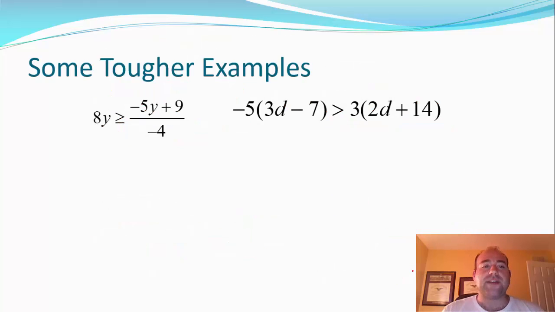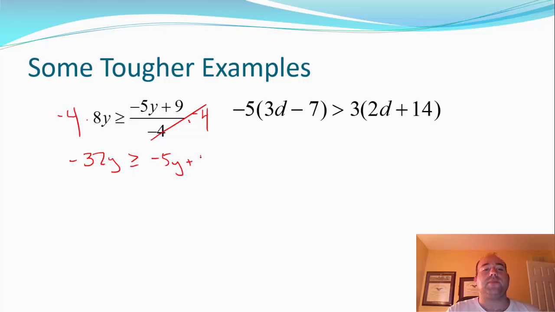All right, this one's tough, this first example, because there's a big old fraction on the right-hand side. So to clear that out, I want to undo the fraction by multiplying both sides by -4. Because remember, fractions are division. So we're just undoing the division by multiplying. So I get -32y is greater than or equal to -5y plus 9.